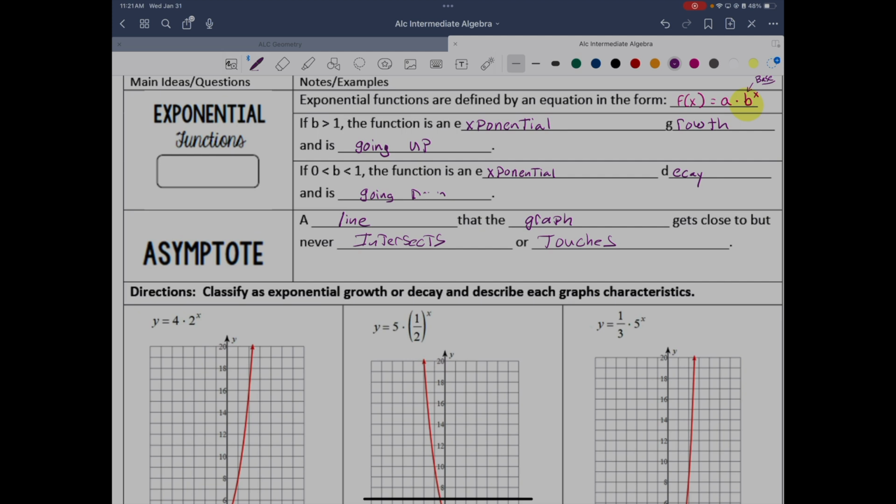So a line that a graph gets close to but never intersects or touches is what we call an asymptote line. And it's that line that the graph gets closer and closer to, but it never hits it. Okay, and that's what we call an asymptote line.